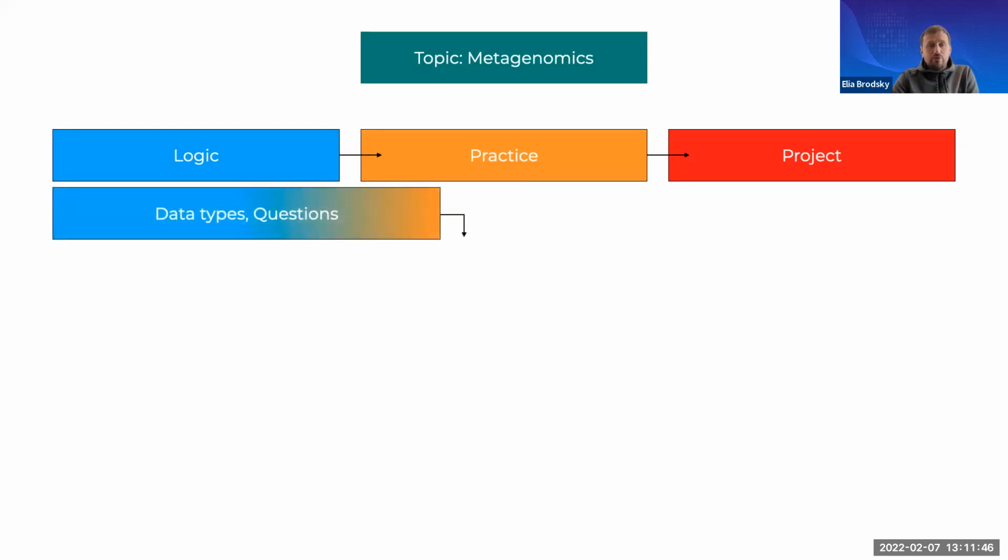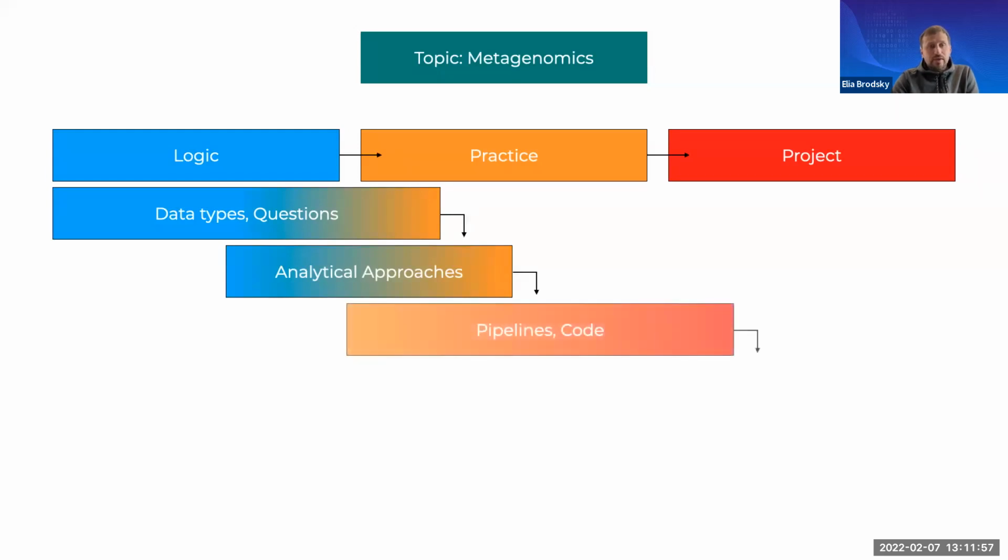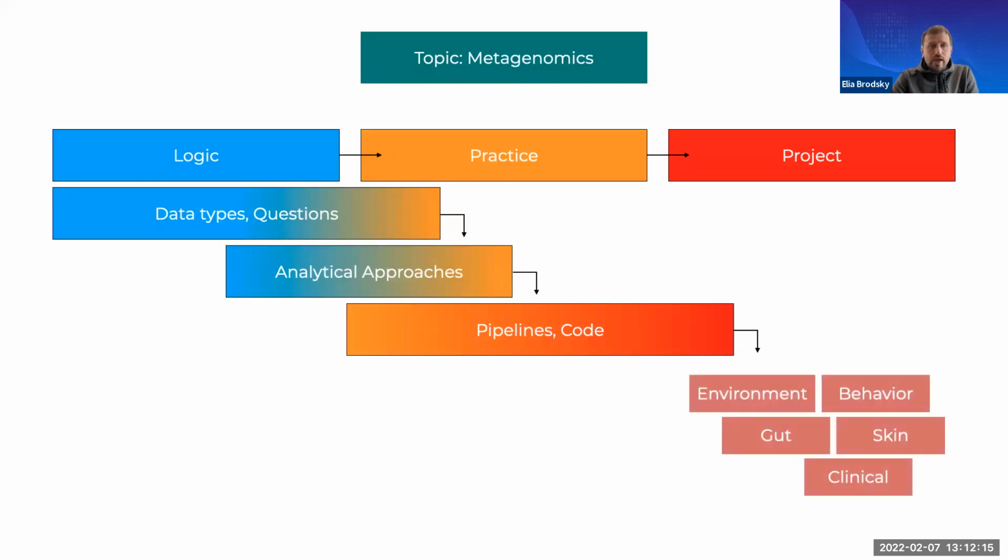And then finally, project. So we'll start by looking at data types and different questions that you can ask. Then we'll talk about analytical approaches. What are they and why are we doing these kinds of things? What are the different pipelines that you have to run to process and prepare the data for analysis? Or what are the actual pieces of code that you can run to get some types of visualization that, for example, are used in publications? And then finally, we'll talk about projects.